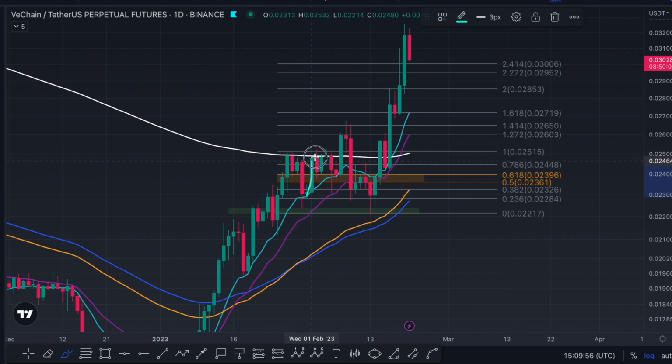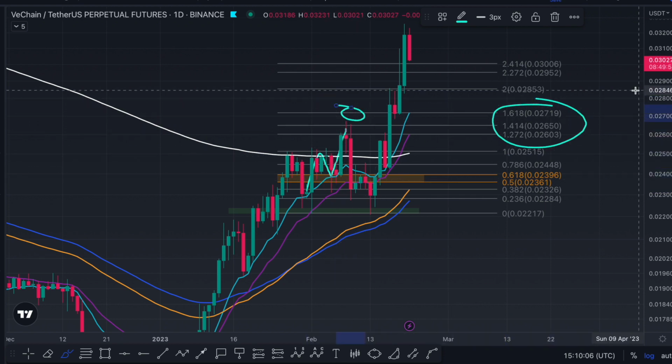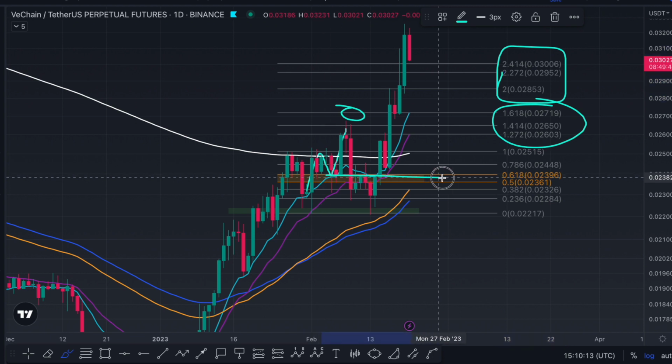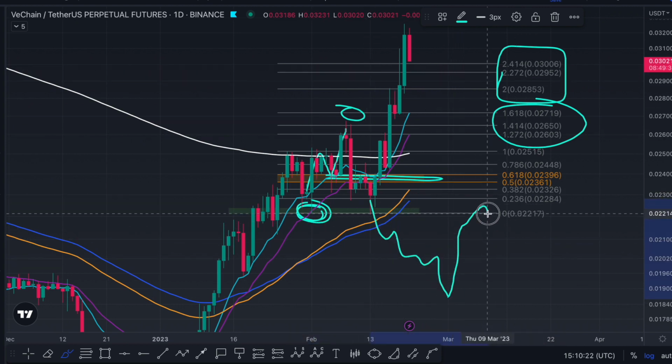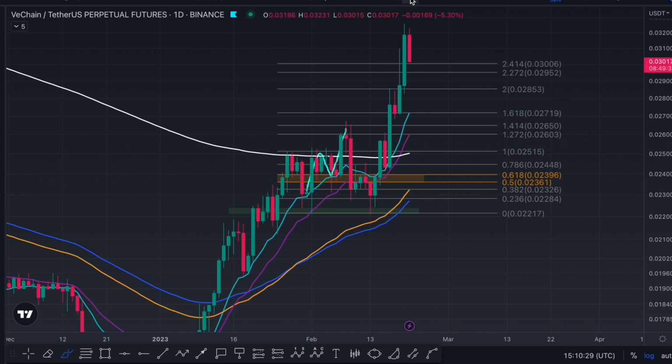So with us reclaiming the golden pocket here, again, that shouldn't have happened. We should have dumped. Well, in this case, we did reclaim it, and so we're going up to these targets. You see that we missed the 1618 as well as these two targets over here. So if we want to continue to these two targets at all costs, we need to stay above the golden pocket, but really, mostly the 0 fib. If we lose that 0 fib, we're not coming up there. Equally, if we started dumping, started reclaiming the 0 fib and the golden pocket, you would revalidate these old targets. Understand that. That's pretty much it for today's Vechain update.